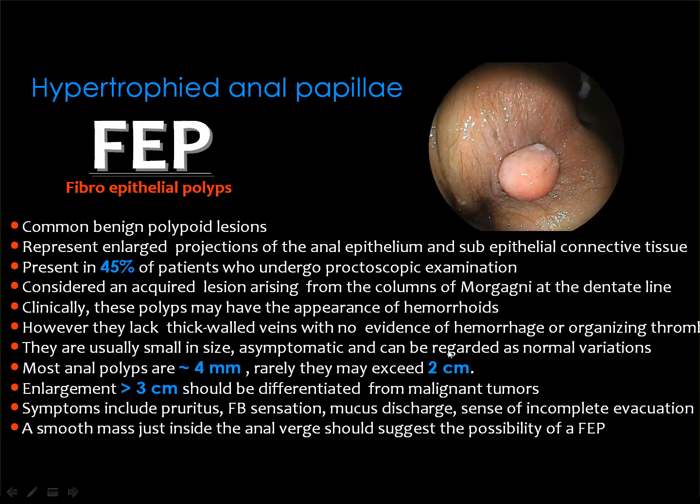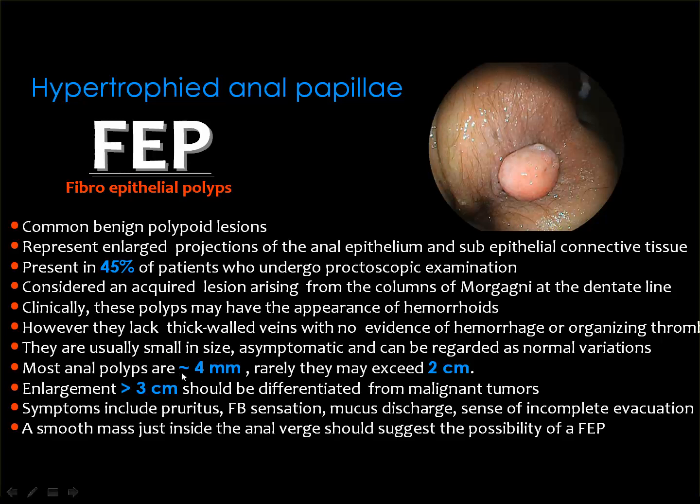The polyps may appear clinically as hemorrhoids. They lack the thick-walled veins of hemorrhoids, with no evidence of hemorrhage or organizing thrombi. The lesions are usually small in size and they are commonly asymptomatic.